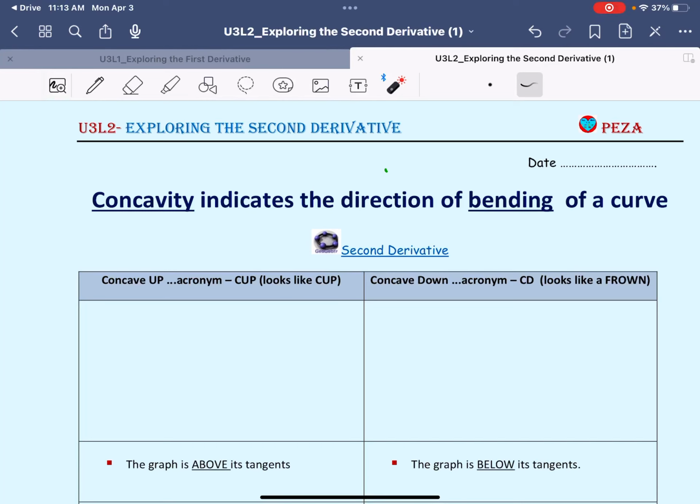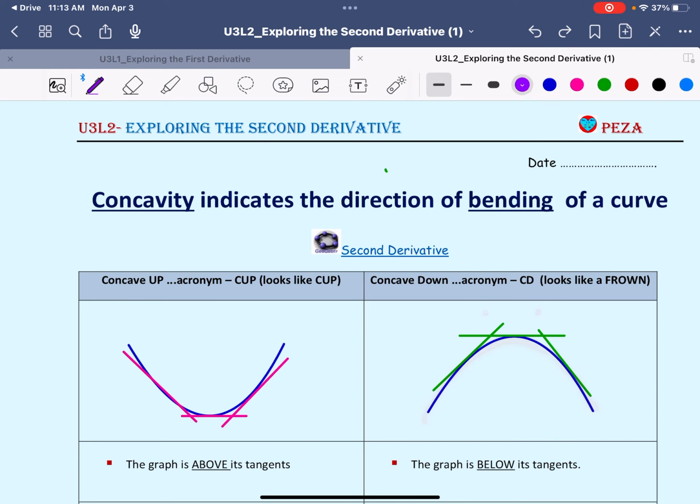In this lesson, we'll explore how to use the second derivative of a function to predict the shape of its graph, or the concavity. Concavity indicates the direction of the bending of a curve. There are two types of concavity that we study. The first one is what we call concave up, and that looks like a cup, and concave down, which looks like a frown. So for short, we write CU for concave up and CD for concave down.